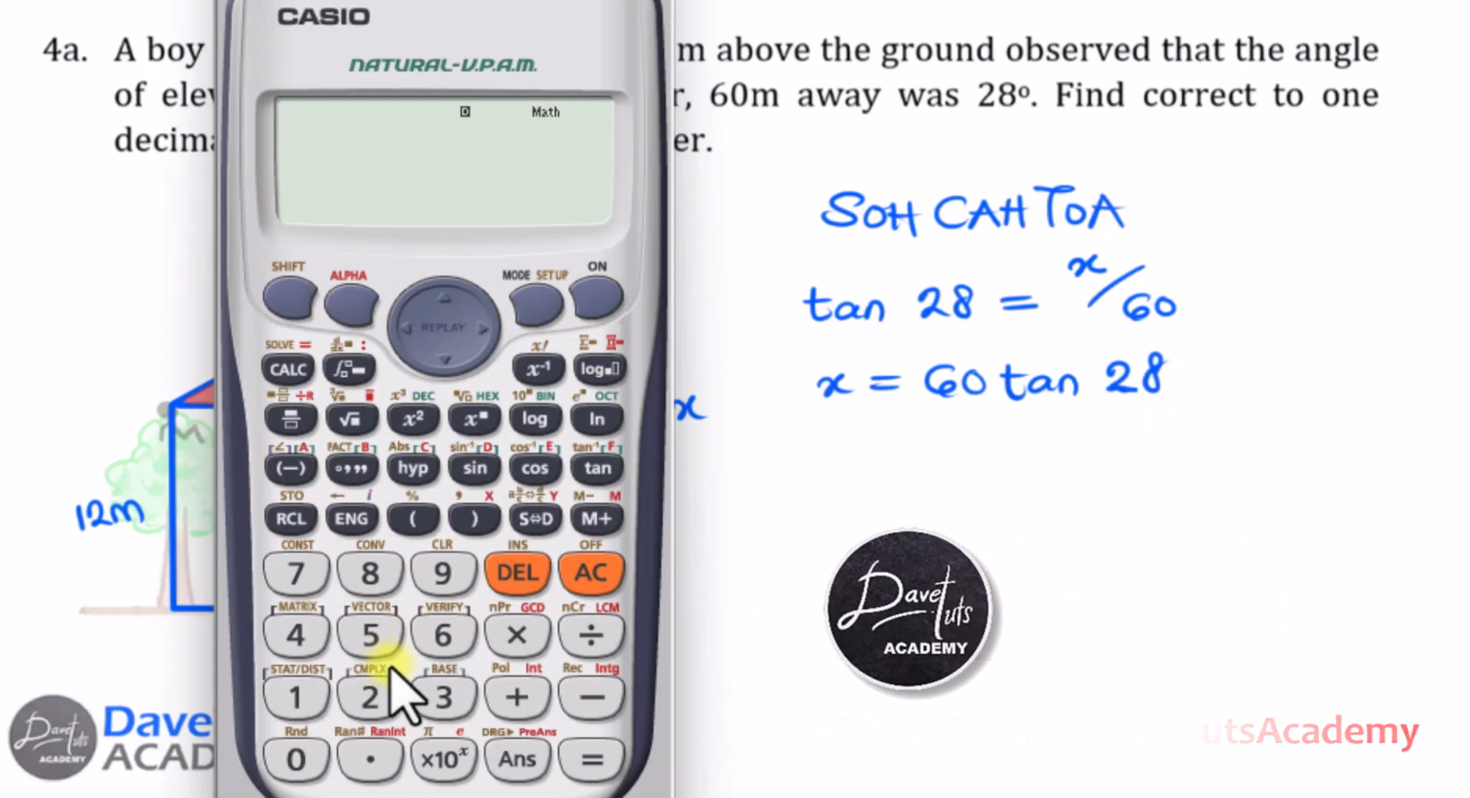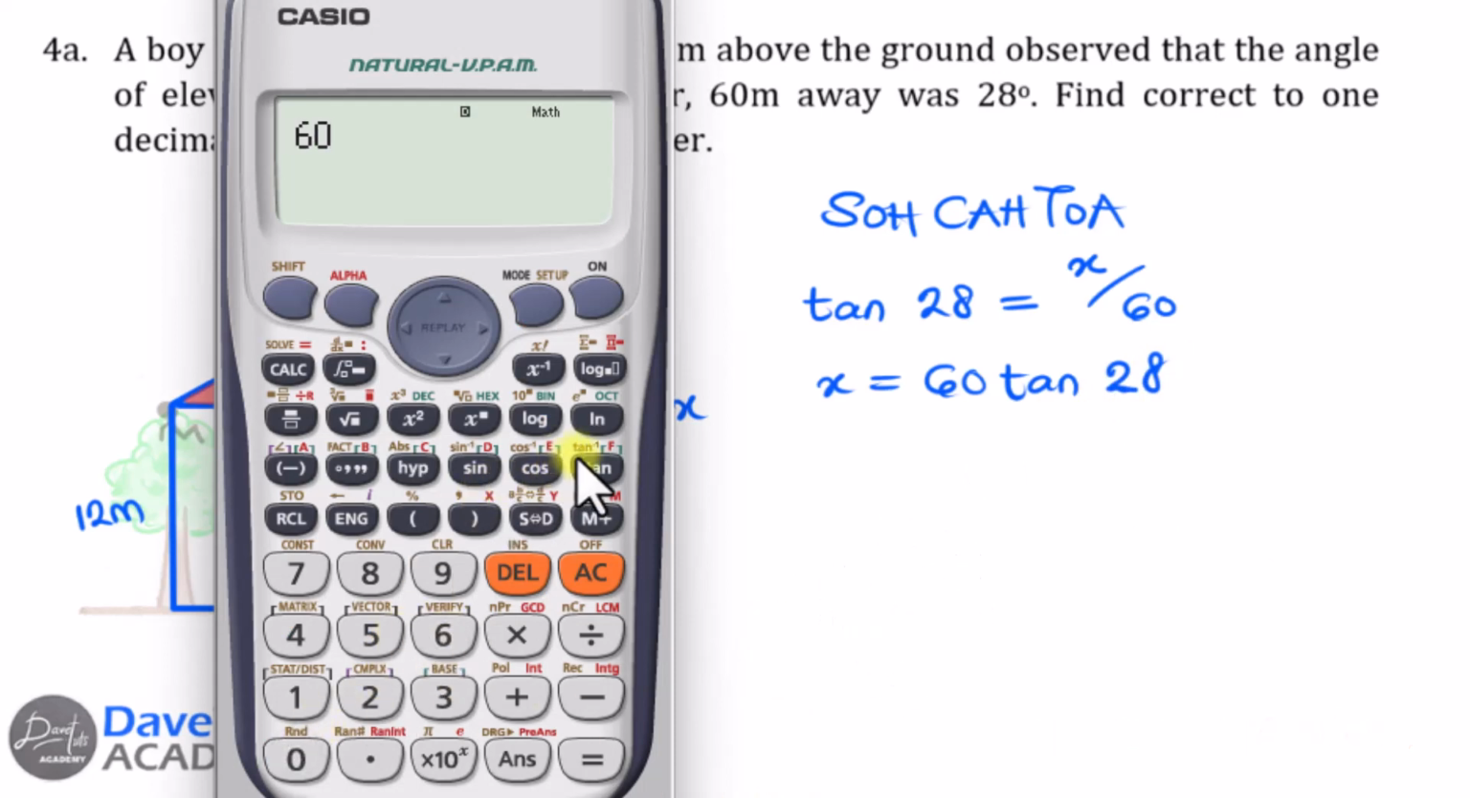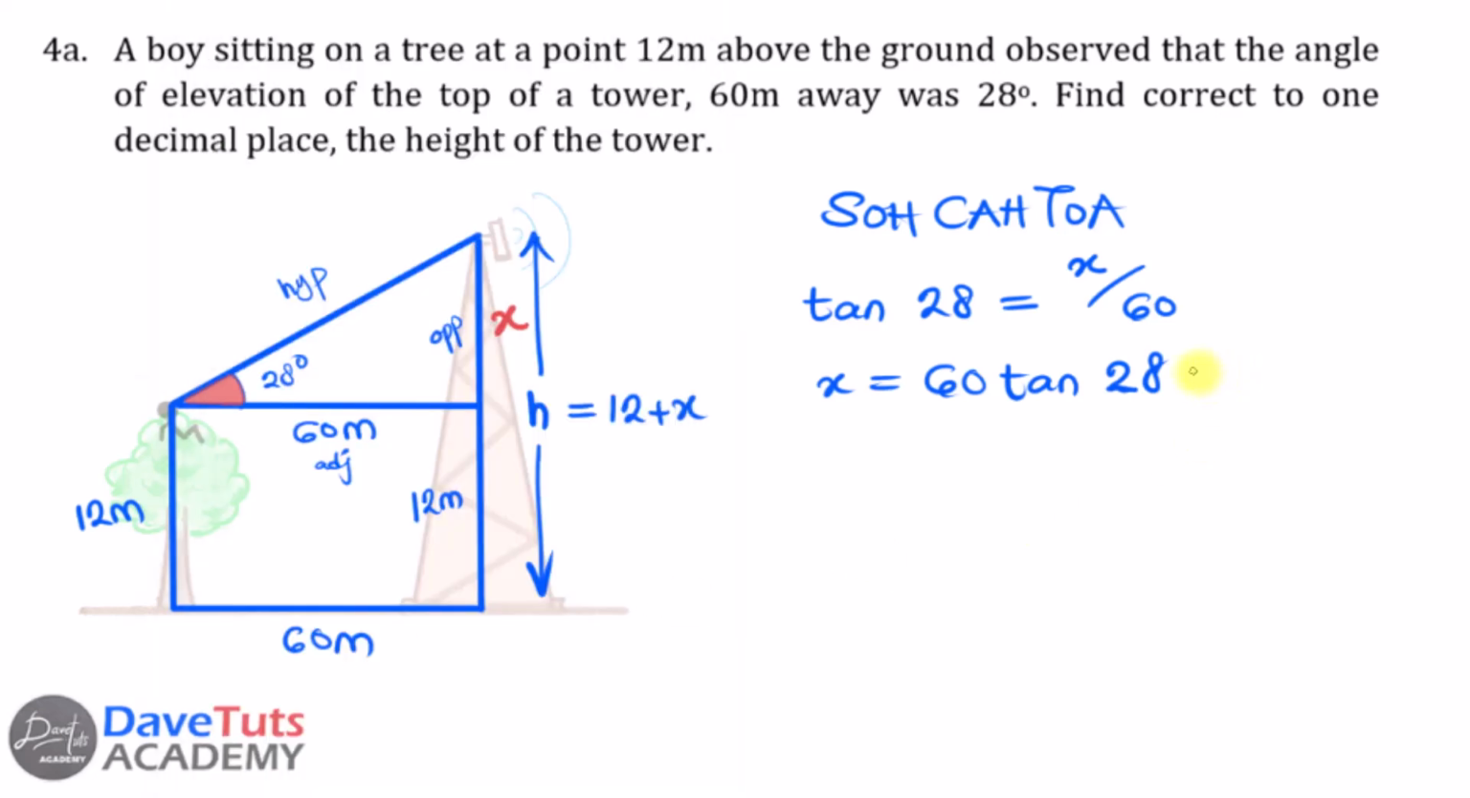So we are looking for 60 tan 28 in our calculator, and that is 31.9025, or let me just say 31.90 meters. But nobody asks us to find the value of x. What we are asked to find is the height of the tower.